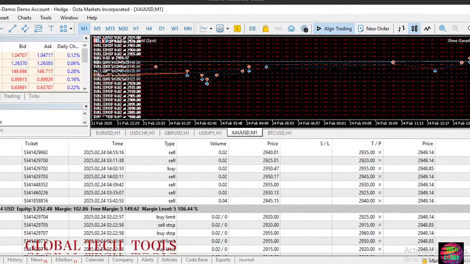Next is going to be round psychological level. So make sure you guys pay attention because this is actually the easiest one and it's the most straight to the point one. When you think round psychological level, the first thing that should come up is a round number.